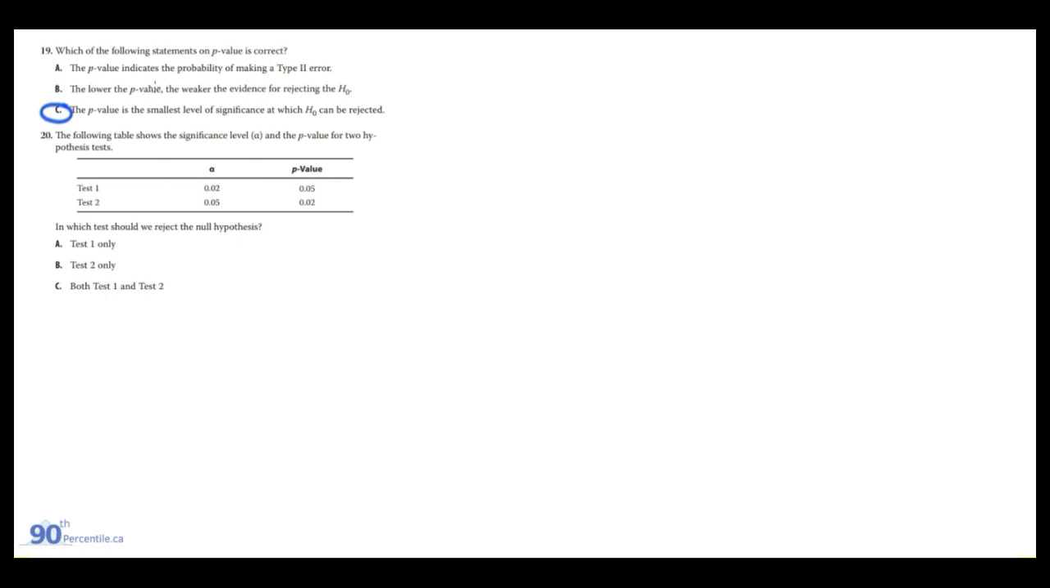So for B, the lower the p-value, the weaker the evidence. That's incorrect, because a lower p-value represents a lower level of significance, which is a higher confidence level at which you can reject the null. So there's stronger evidence, not weaker, stronger. And A, the p-value indicates the probability of making a type 2 error. It does not. It's more related to type 1 errors, but even then, the probability of the type 1 error is the significance level.